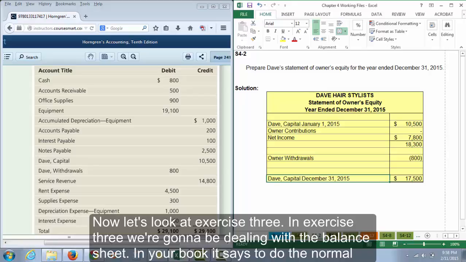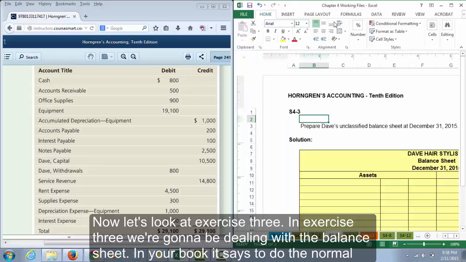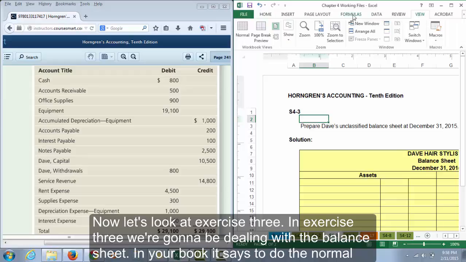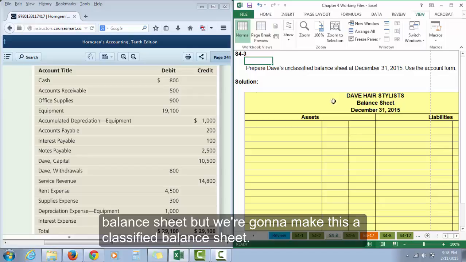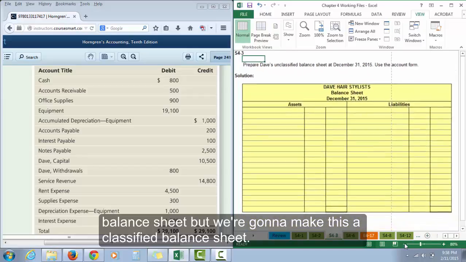Now let's look at exercise 3. Now exercise 3, we're going to be dealing with the balance sheet. In your book, it says just to do the normal balance sheet. We're going to go ahead and make this a classified balance sheet.